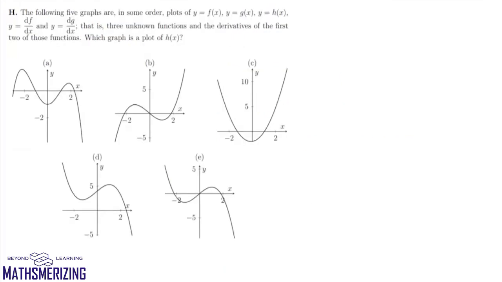Now question number H is the following 5 graphs, in some order, plot y equals f x, g x, h x, df upon dx and dg upon dx. We need to find out what is the plot of h x. Now we'll take this first function. When x is less than minus 2, this function is increasing, so here f dash x should be positive. Between minus 2 and 0, the derivative should be negative. Between 0 and 2, again it should be positive. And then after 2, this again should be negative.